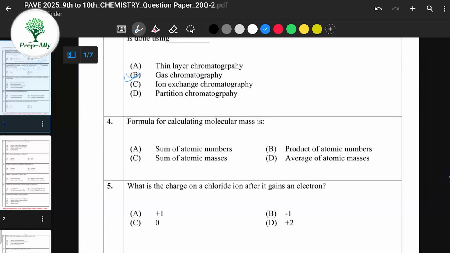Question 4: the formula for calculating molecular mass is... now there are different options.